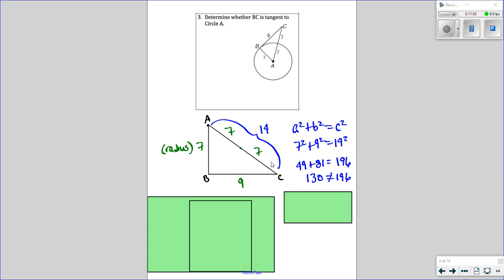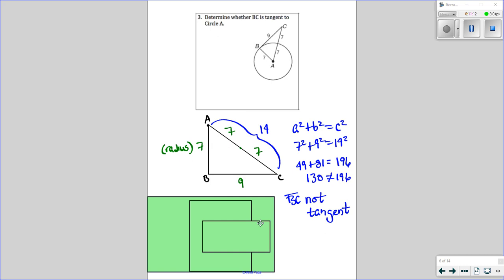I did plug everything in, and I noticed that 130 is not equal to 196. So that means BC is not tangent. If you get numbers that are unequal to each other, then that line is not tangent. But if all the sides given for that triangle work in the Pythagorean Theorem, then yes, that line or segment touching the circle is tangent.